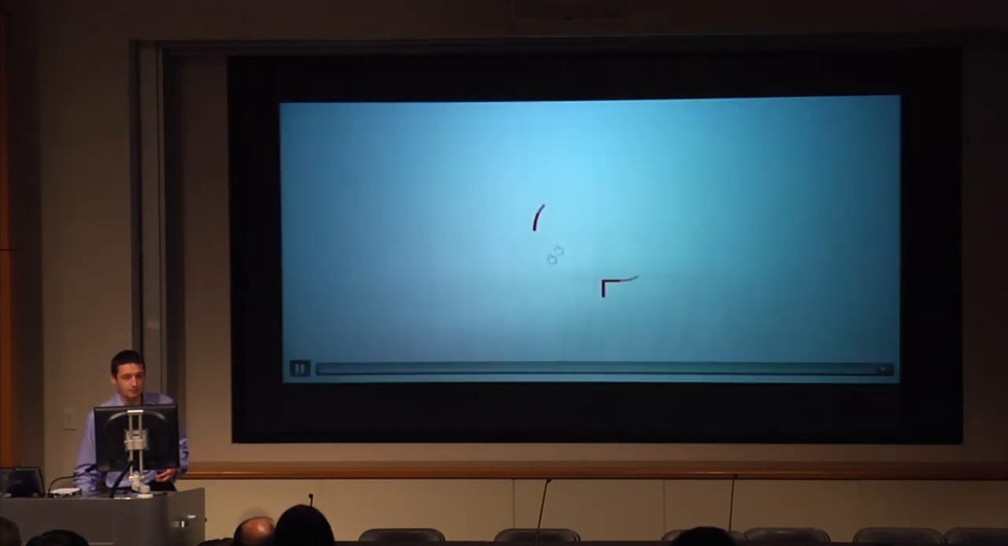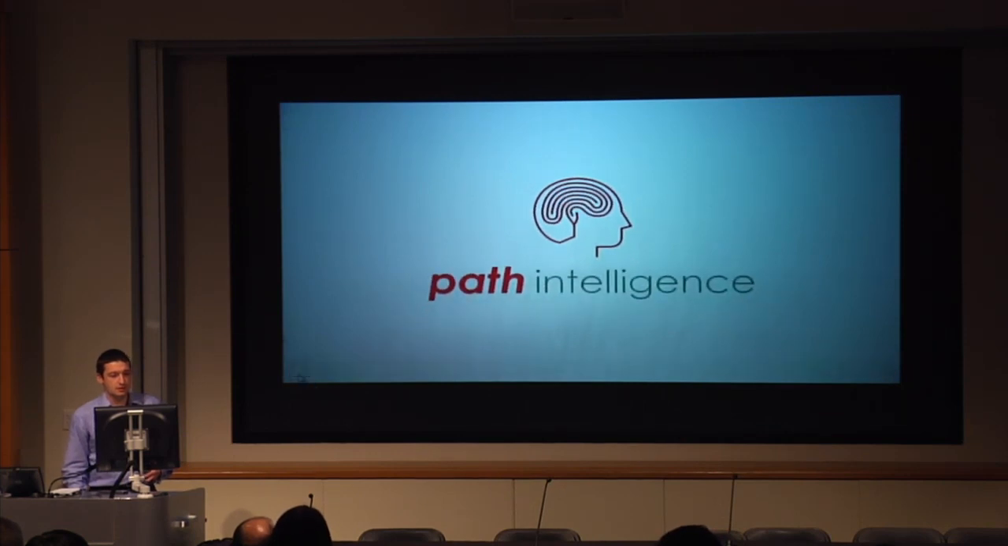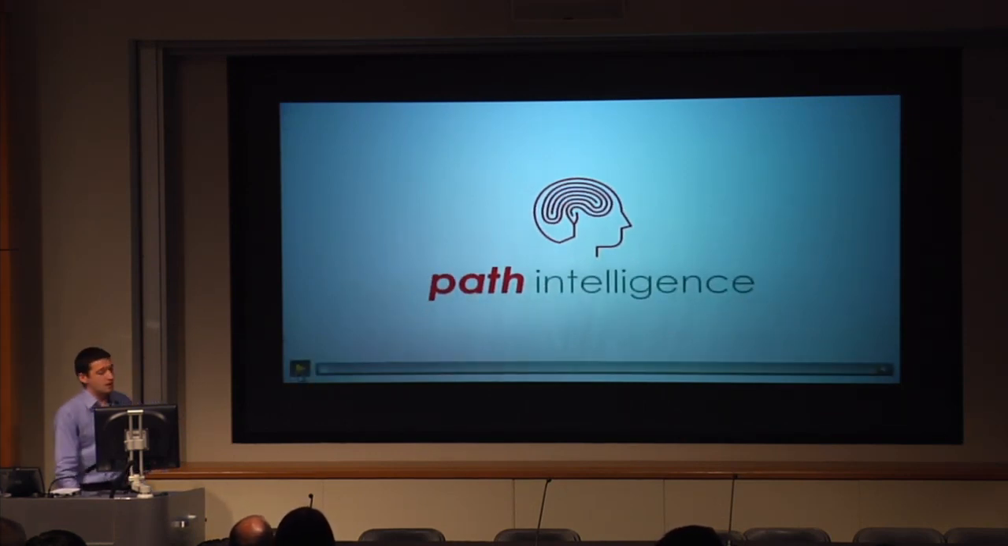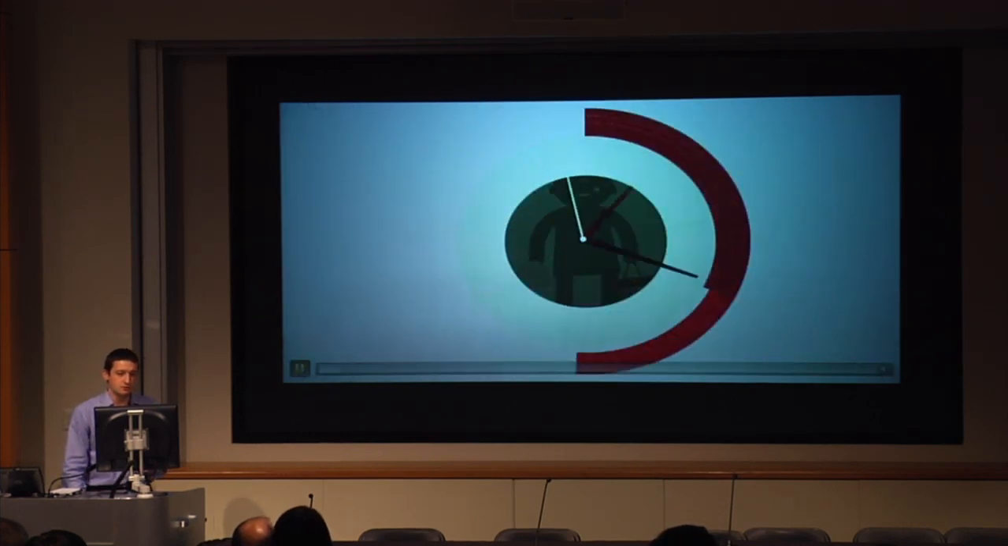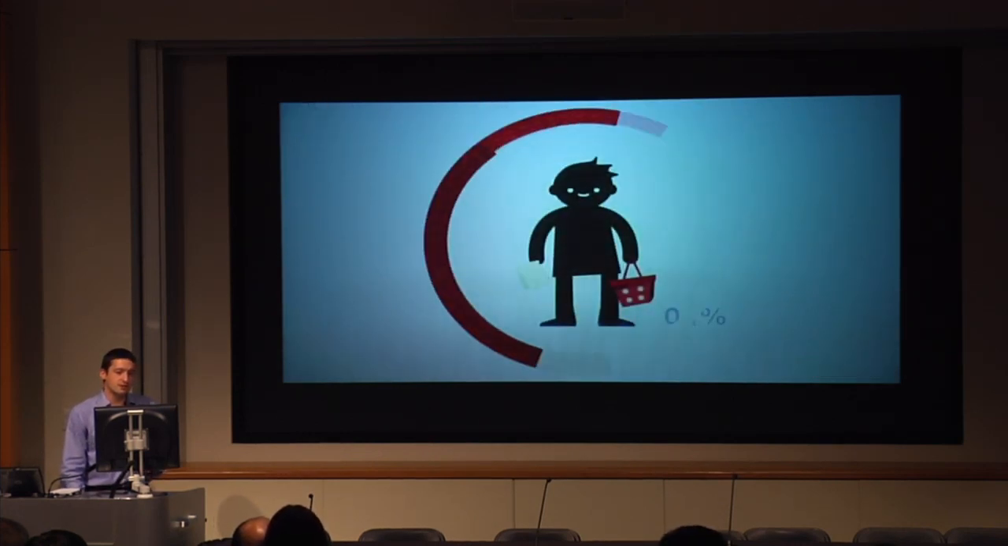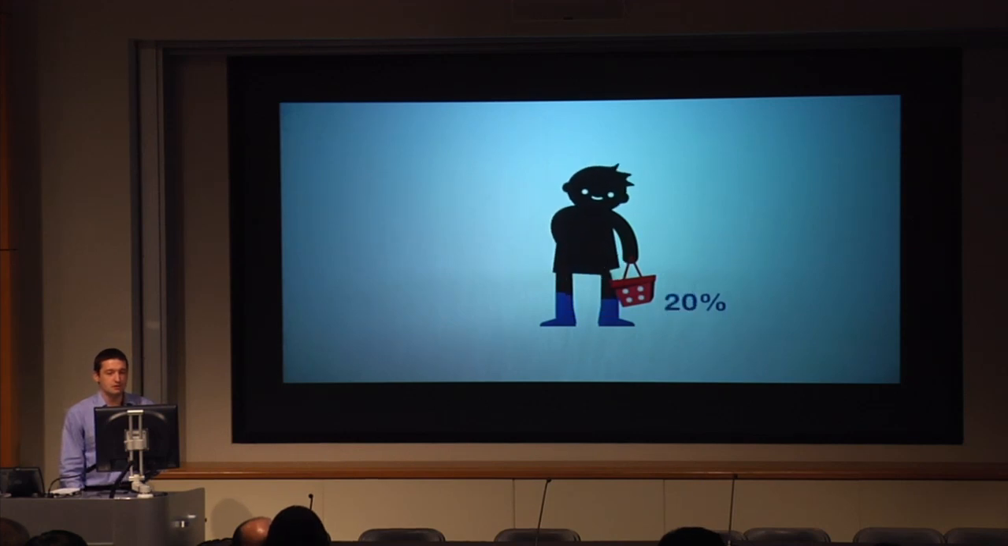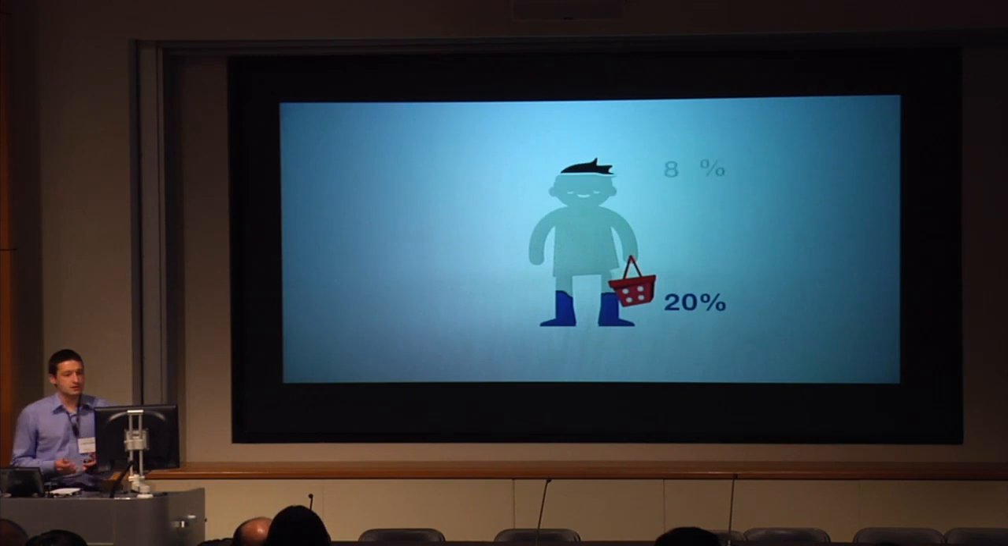Some of it has come from analytics. So there's a company in the UK called Path Intelligence, and they have been developing a system to track shoppers around stores. So the gist is that you typically spend somewhere between half an hour and an hour in stores, in a big department store. Only about 20% of people go and buy something.